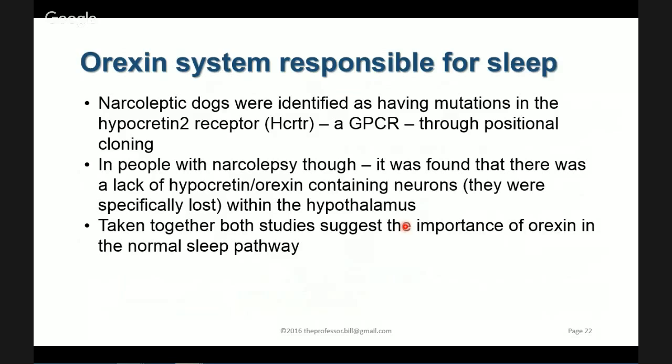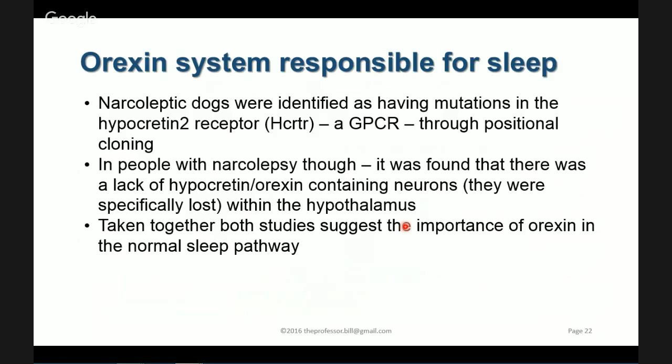And again, these narcoleptic dogs had these mutations in the hypocretin receptor, which is why they didn't respond and why they fell asleep. And the hypocretin receptor turned out to be a G protein coupled receptor that they found through positional cloning against other GPCRs. And again, when they look at people with narcolepsy and in human studies, they also saw that there were fewer of these hypocretin-containing neurons within the hypothalamus.